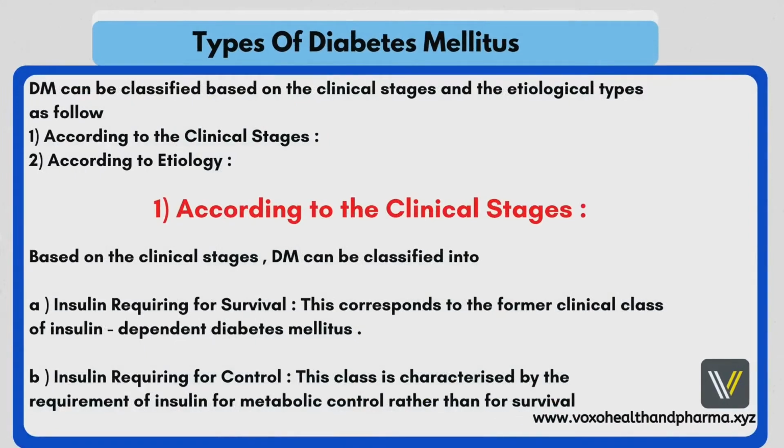Next, third: types of diabetes mellitus. Diabetes mellitus can be classified based on the clinical stages and the etiological types as follows. First, according to the clinical stages. Second, according to etiology. First, according to the clinical stages. Based on the clinical stages, diabetes mellitus can be classified into three parts.